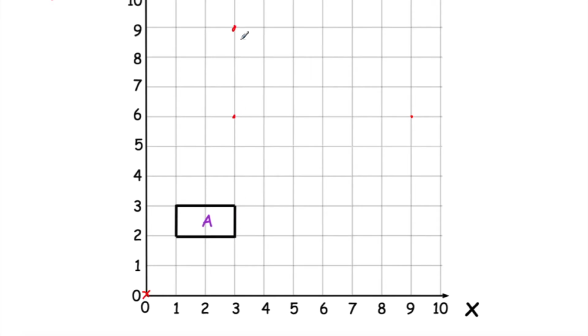So that's going to be there. Now at this point, you could probably just draw the rectangle and know that the last point is going to be here. But let's do it anyway. Let's check it. So this point is 3 to the right and 3 up. We're going to enlarge it by a scale factor of 3. So it's going to be 9 to the right and 9 up.